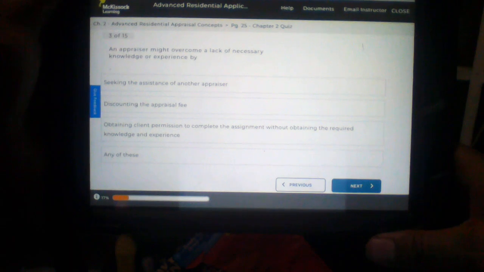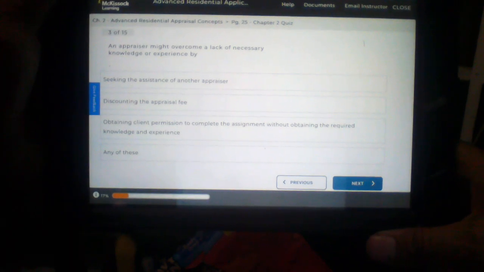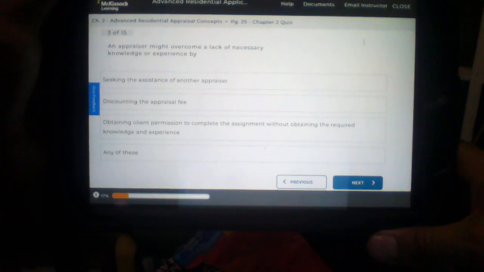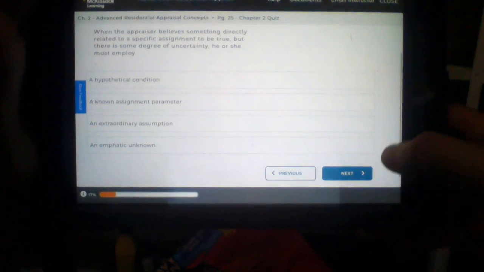Number 3. An appraiser might overcome a lack of necessary knowledge or experience by A. seeking the assistance of another appraiser, B. discounting the appraisal fee, C. obtaining client permission to complete the assignment without obtaining the required knowledge and experience, or D. any of these. I'm going to go A. seeking the assistance of another appraiser.